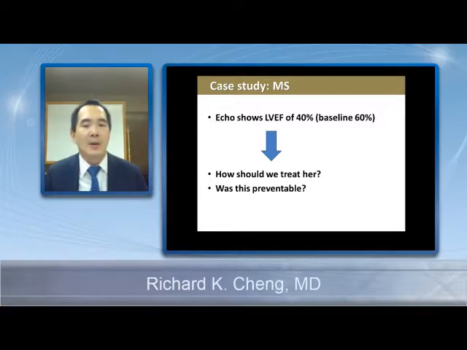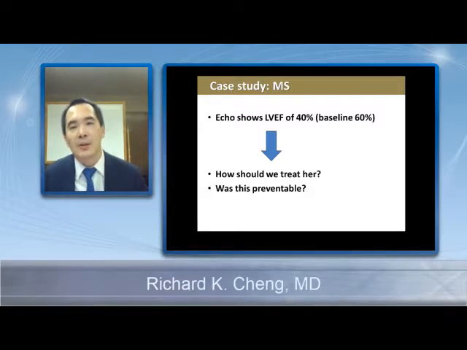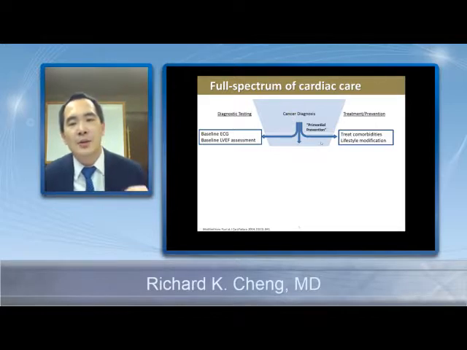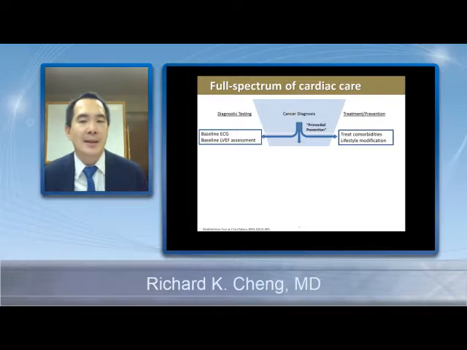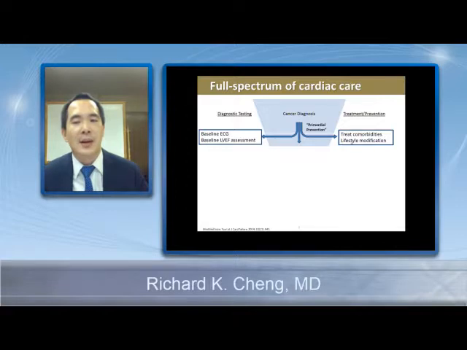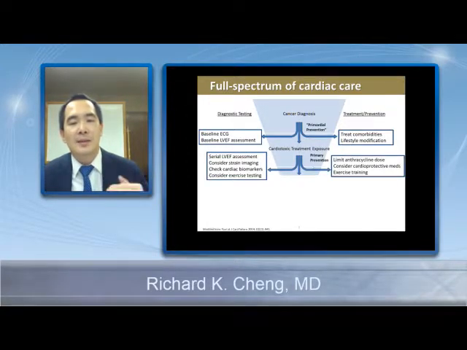Now I want you to think about how we should treat her and also whether this may have been preventable if we did something earlier in her case. Cardiac care is really a full spectrum, and by this, what I mean is you can consider primordial prevention. This is when your patient's first diagnosed with breast cancer before they even receive chemotherapy. In general, you want to obtain a baseline EKG, you want to obtain a baseline EF assessment in your patients. You want to start treating comorbidities. If they have cardiac disease, you want to treat it to the optimal condition, and you will consider lifestyle modification even early on.